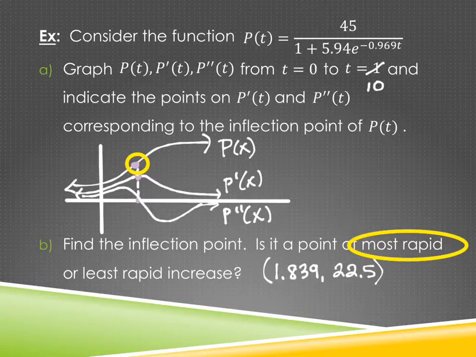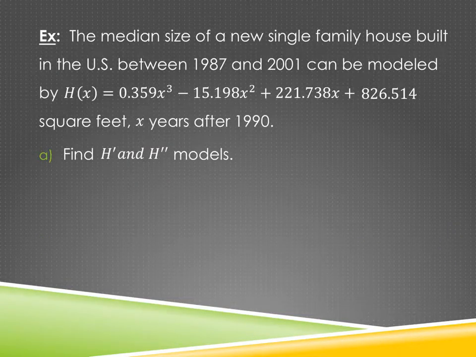All right. The next problem actually gives us another equation, but it asks us something different than the last one. Here's the median size. Median is an average size of a new single-family home built in the U.S. between 1987 and 2001, modeled by this equation, x years after 1990. And part A says that we're going to actually find what? Yeah, we're not going to just use the calculator to graph things like we did in the last one. We're actually going to find them. So we're going to find the derivative and the second derivative.